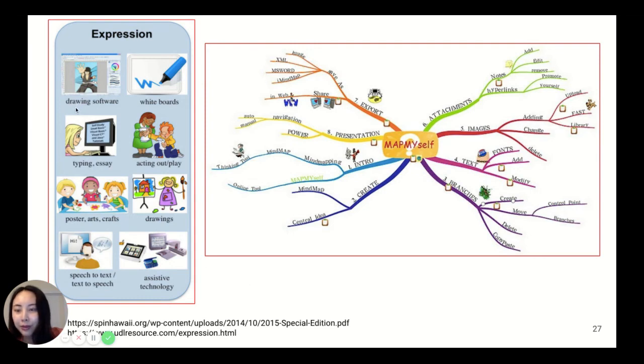Expressions can include many things, including drawing software, whiteboards, typing, act out, playing, making a poster, arts, crafts, making drawing on paper, speech to text, text to speech, or assistive technology. There are so many ways we can give students choices, options to decide how they are going to express their understanding.